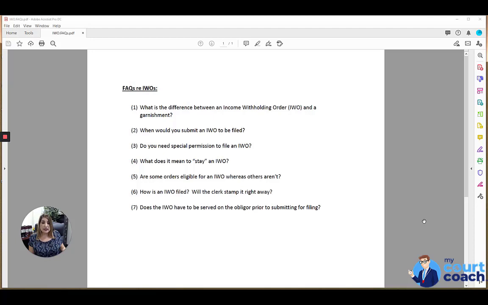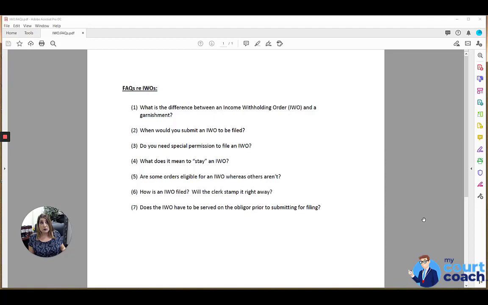Five, are some orders eligible for an income withholding order, whereas others aren't? There seems to be 2 ways of thought on this. In general, if what you are asking to be garnished is an item that has been identified already on the form, such as child support, medical support, spousal support, or arrears of any of those, then you can include it on the income withholding order.